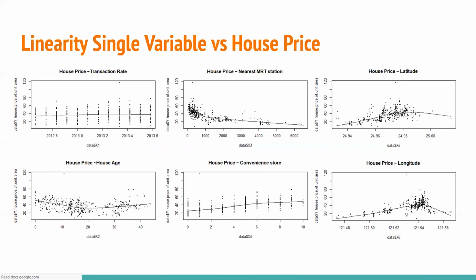We did a scatter plot for each single variable to try to explain which model would be able to visualize better. We have found that the house price versus the transaction rate, the nearest MRT station, the house age, and the number of convenience stores yield a fairly straight line. However, the latitude and the longitude were not completely straight, and you can see that the slope is kind of weird.